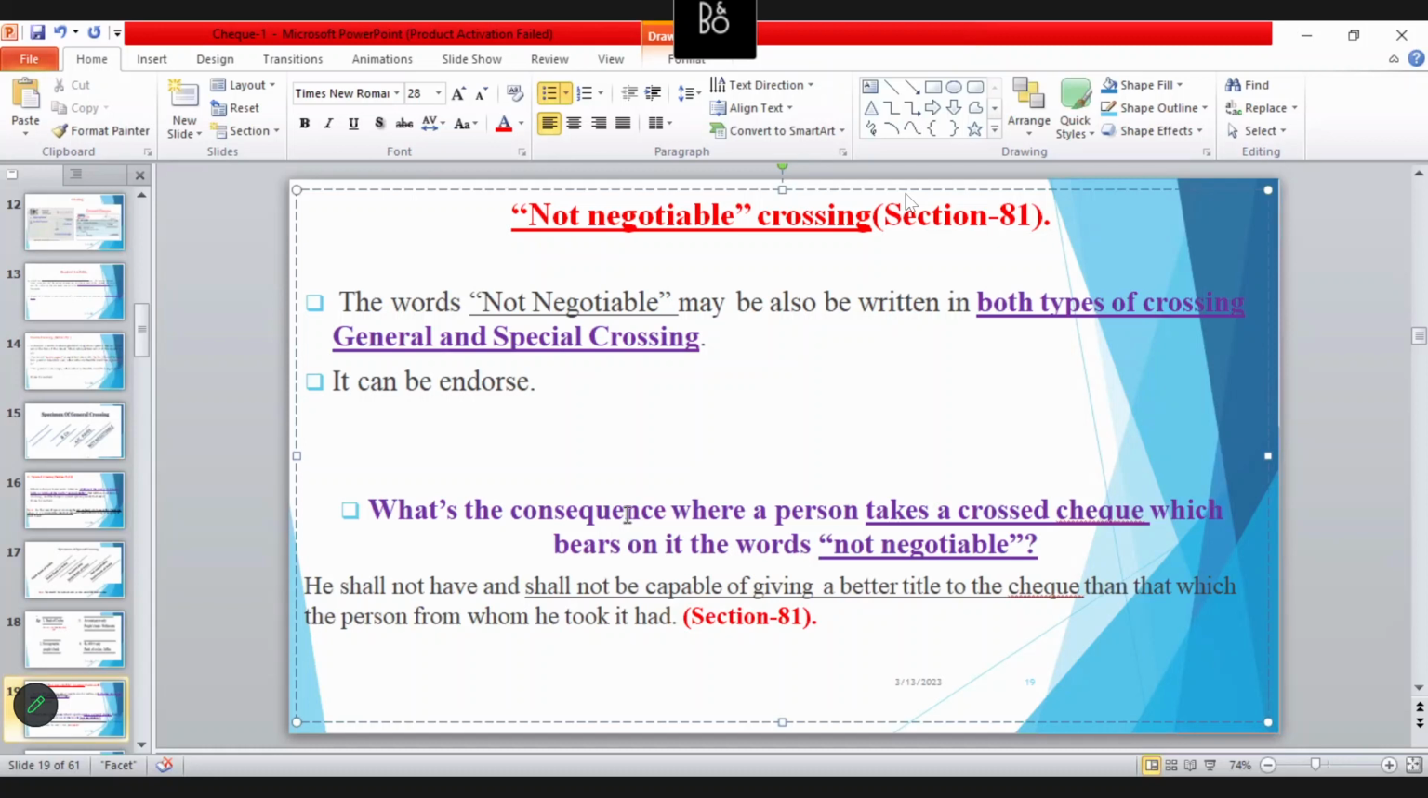So the question now is, what are the consequences when a person takes a cross check which bears on it the words not negotiable? If you are receiving any check, and you see in the corner of the check the words not negotiable.